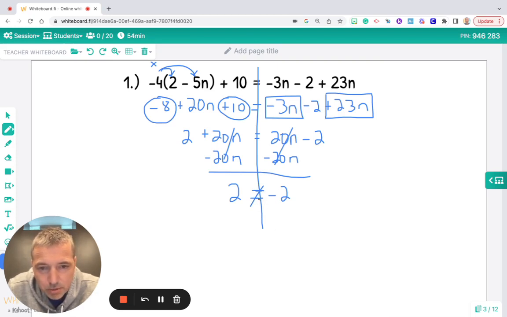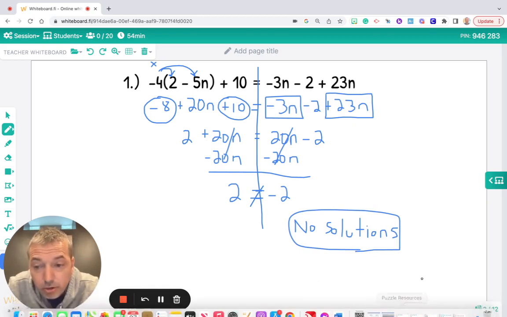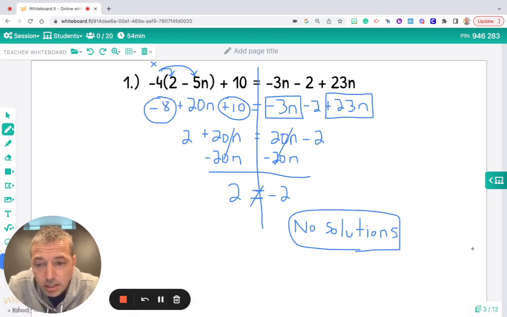And so when this happens, when the variables cancel out and the two numbers left are not equal, we're going to say that this problem has no solutions. Now, you're going to see some problems on this worksheet where something else happens, right? If the variables cancel out and the two numbers are equal, that means that the problem has infinite solutions. Whatever number, any number in the world you can put in to make both sides of the equation equal.